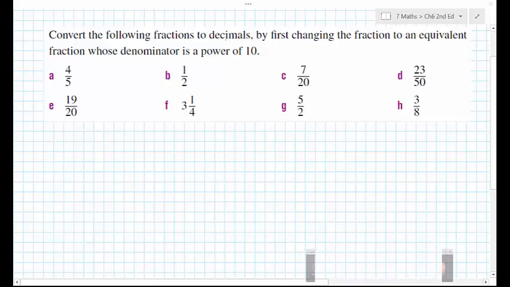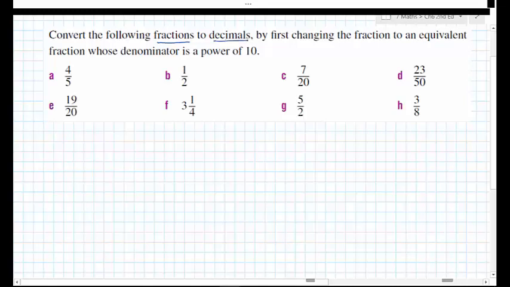Okay, so let's have a look at this question. It wants me to change the following fractions into decimals by basically using a denominator of 10 first. So let's look at B. So with B, I have 1/2.